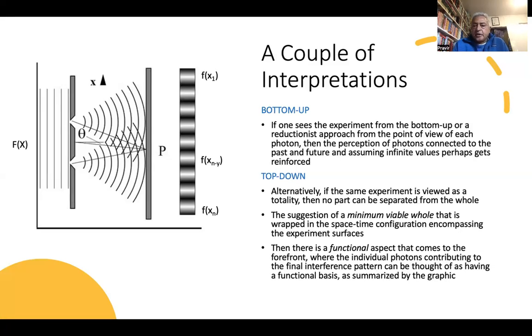So it's a completely different interpretation from the bottom up. And again, it doesn't require that photons have knowledge of each other, because they're each endowed with a specific function right at the outset. And it doesn't require that there's a connection between past and future photons either.